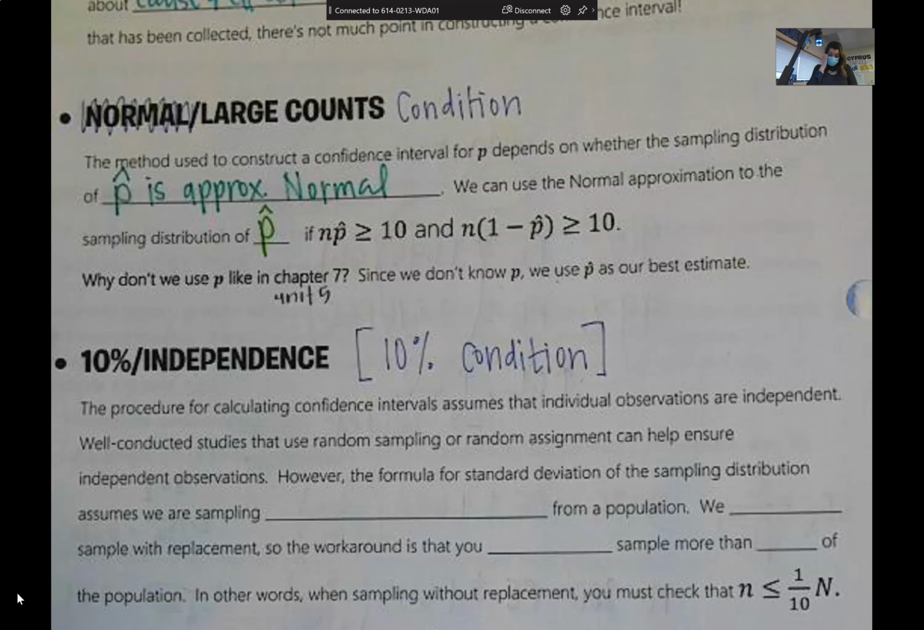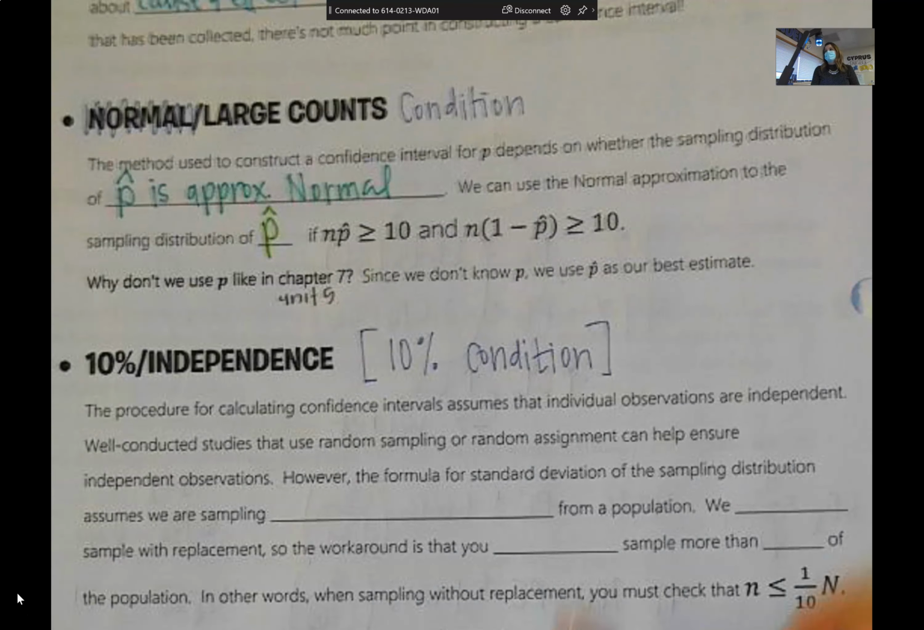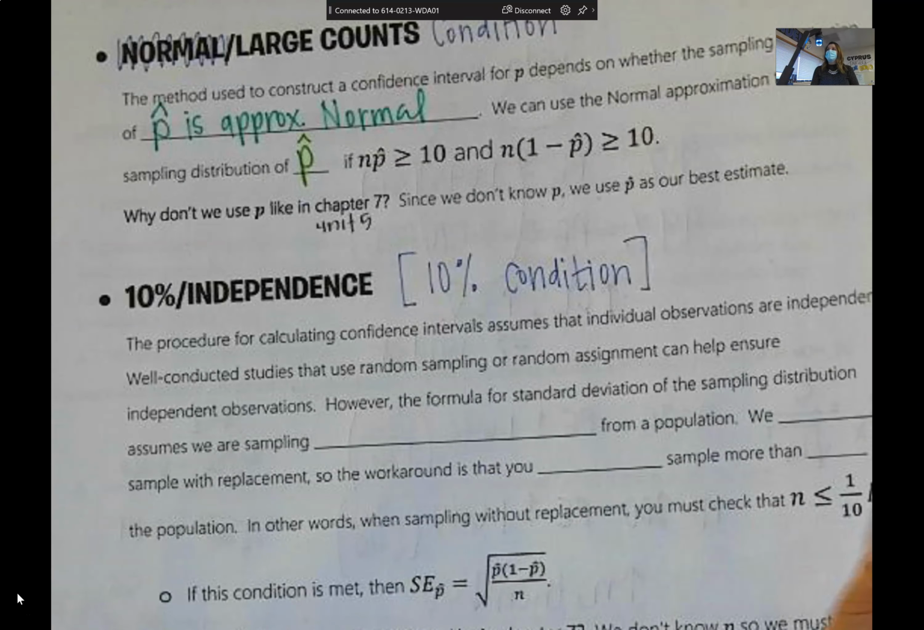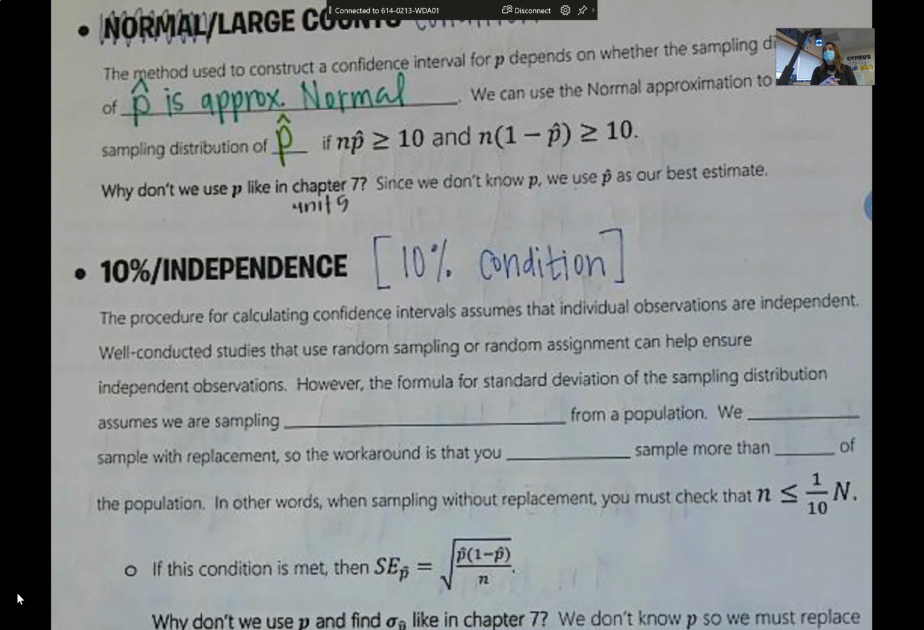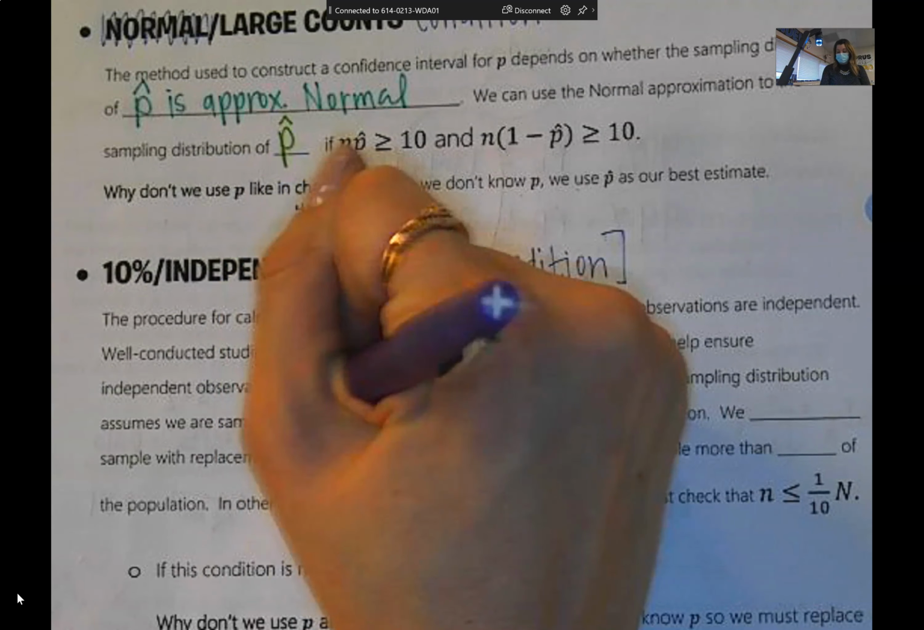So the procedure for calculating confidence intervals assumes that individual observations are independent. Well-conducted studies that use random sampling or random assignment can help ensure independent observations. However, the formula for standard deviation of the sampling distribution assumes we are sampling with replacement from a population.